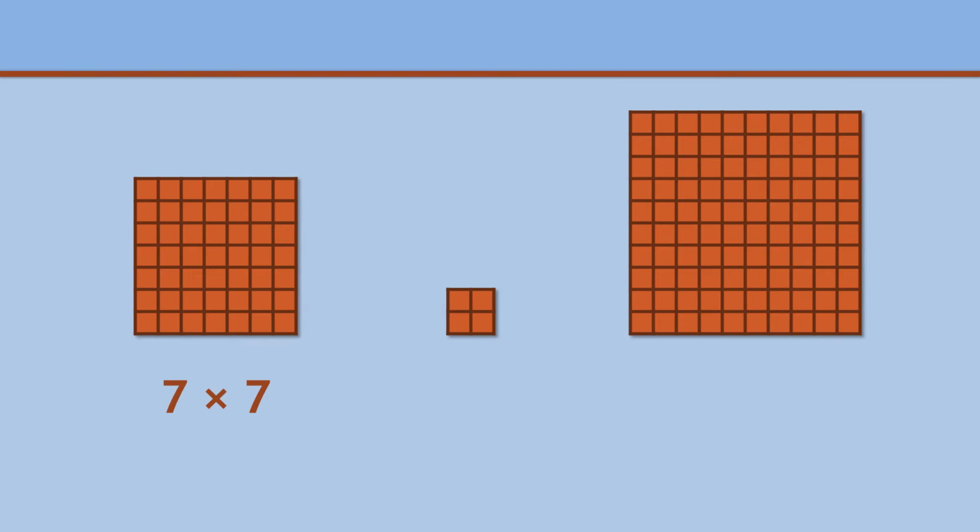And so anytime you have an array that is a number multiplied by itself, you're always going to have a square. So we see that whether it's 7 times 7, our second one is 2 times 2, and then our last one is 10 times 10. So in all of these, we have the same number being multiplied by itself.